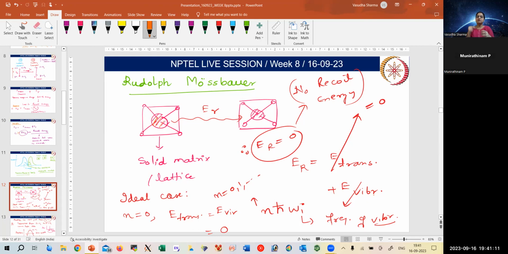So that will give you a little amount of recoil energy, but the amount of energy that was being lost earlier when they were free to move is not going to be lost. Therefore, when we restrict the motion of the source and sample, we get absorbance of the resonance between the sample and the source. That is where the recoil energy has to be lowered down. So is that clear now?